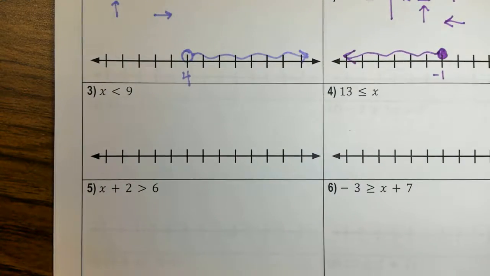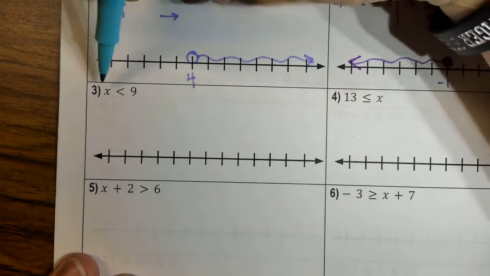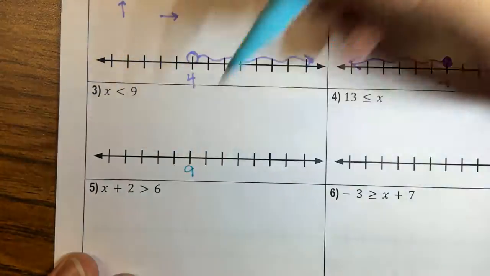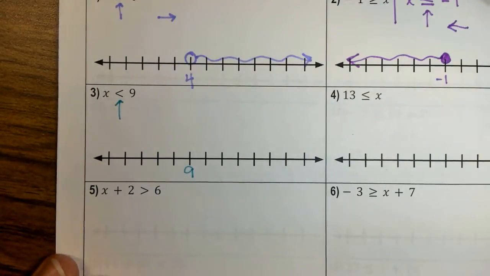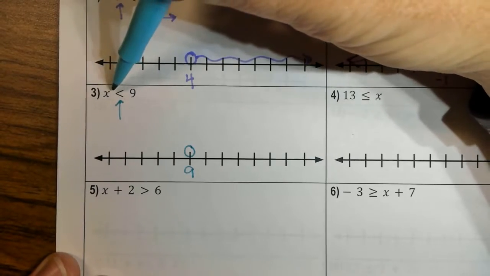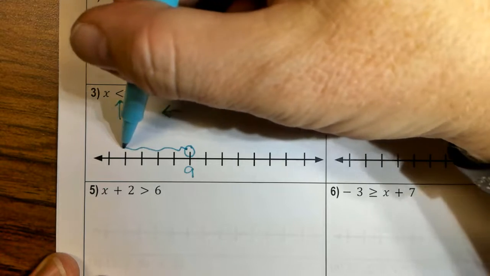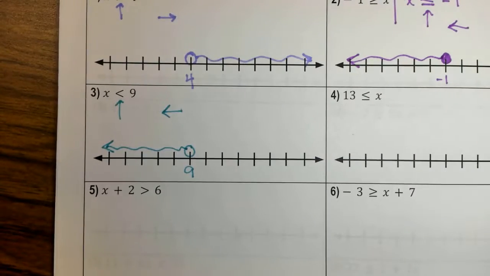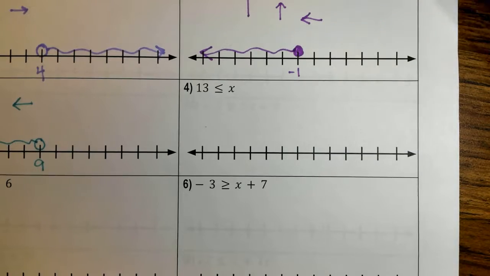On to number 3. Okay, similar thing. I already have x, so I just have 9 anywhere I want to put it. And my symbol is not underlined, so I have an open circle. And x is less than, so it goes left. So from here, I just go left, and that's my answer. So these are pretty quick at the beginning. There's no steps, just graphing.